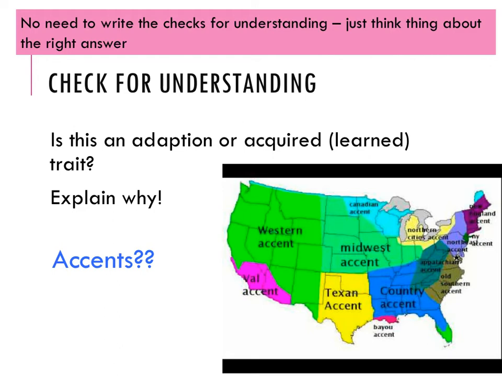I have a map of the United States, and you can see in one part of the U.S. we have a Western accent, we have a Texan accent, a country accent. Were these accents adaptations that help best them survive, or were they just learned? No, right? These are not adaptations. Nature's not selecting for these. These are something you learn and you acquire, you pick up from your environment, the people around you.